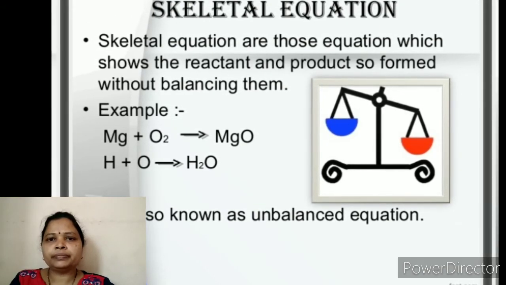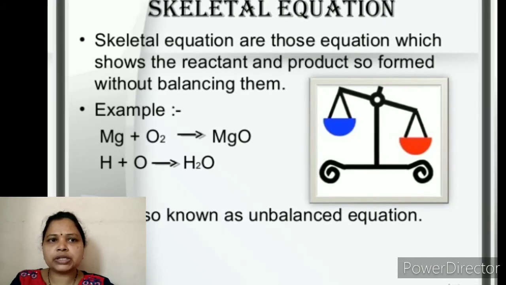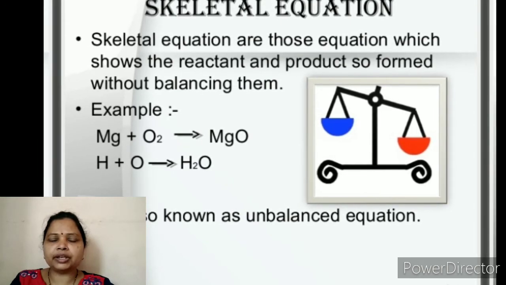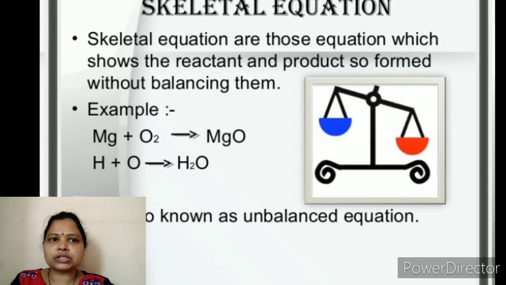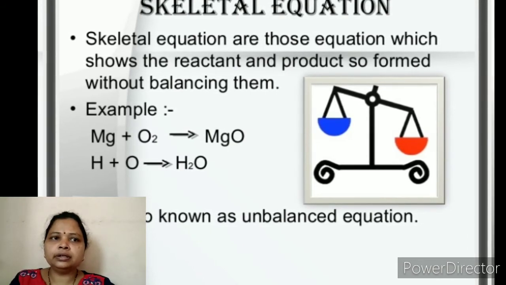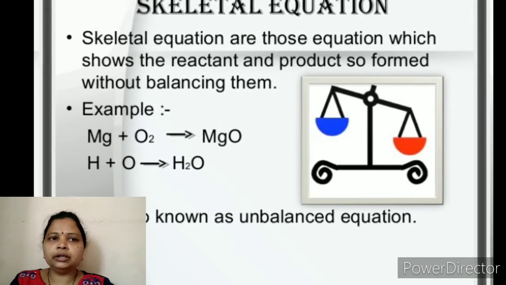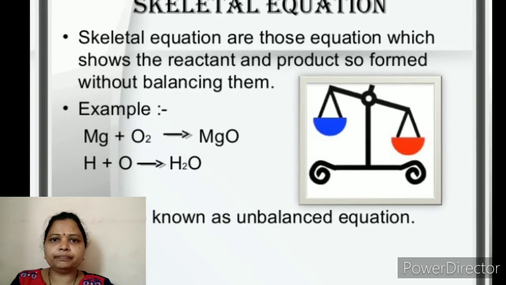For example, magnesium reacts with oxygen, it forms magnesium oxide. In this example, there are two reactants, that is magnesium and oxygen, and only one product, that is magnesium oxide. In this reaction, reactant magnesium 1 and oxygen 2, and product magnesium 1 and oxygen 1. So it is an unbalanced equation.